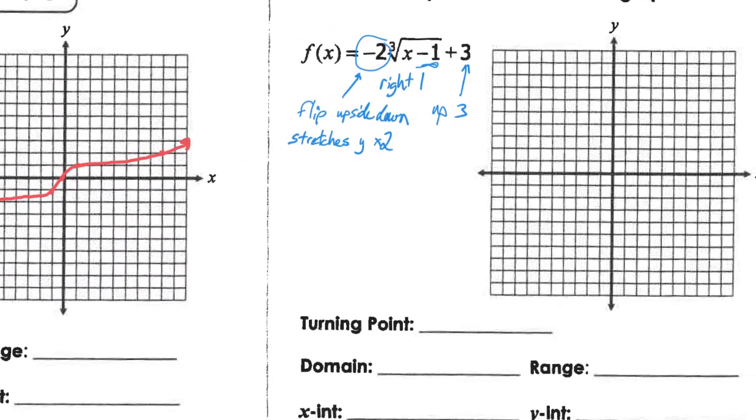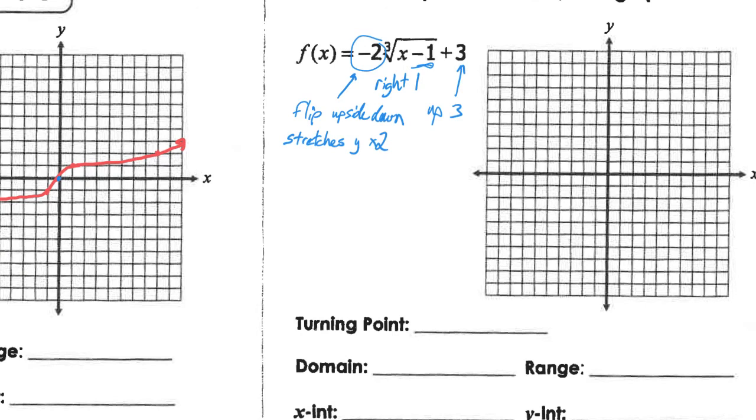All right, so let's take a look over again at our parent function. It looks like that. So the central point is at 0, 0, but it's not going to stay there because we're moving to the right 1 and up 3. So that's our new central point. Then to get to the next point over at the parent function, this would go up 1 and right 1, but ours is getting flipped upside down, so it goes down, and it's getting stretched by 2, so it's going to go down 2 and right 1. So the flip makes it go down, the stretch makes it go by 2 instead of by 1.